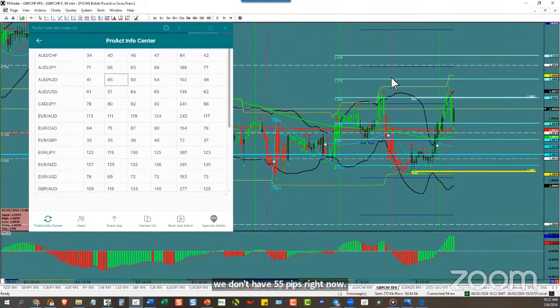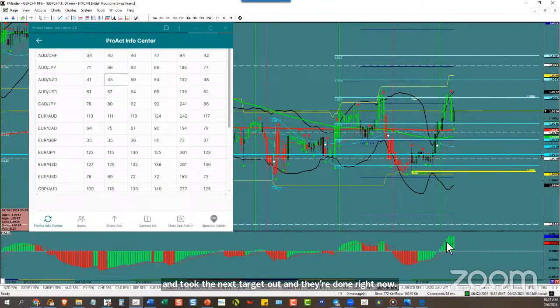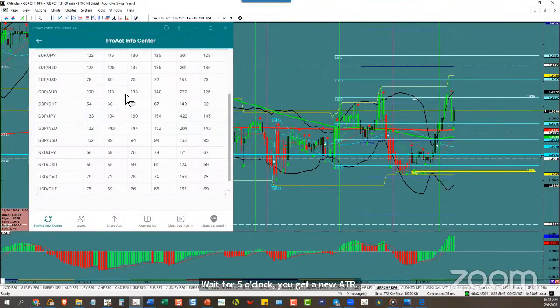All right. Pound Swissy went to the pip to its ATR, and then rolled up and took the next target out, and they're done right now. Wait for 5 o'clock, you'll get a new ATR. The MACD tells you you're a buyer, you're a buyer. Pound Swissy ATR is 60 pips, so it's tough to trade. You got to get it right at the beginning of the move. All right. If it puts a higher low in, you got to be right there. All right. There we go.